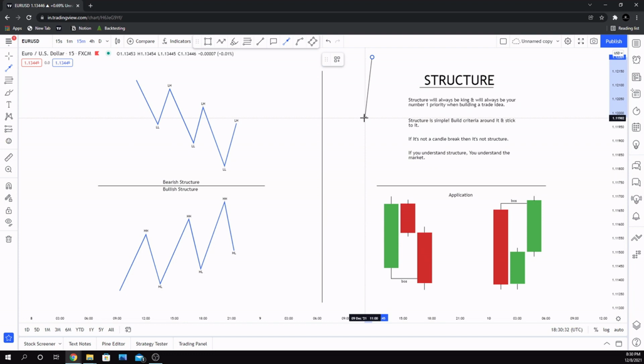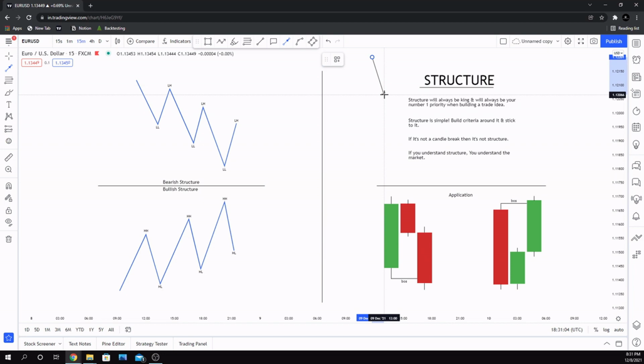So let's move on here. First things first, initially structure will always be king and will always be your number one priority when building a trade idea. Structure is the key to the market. When you understand structure, you understand the market. This is initially how we view it here at Raven Capital. Initially it is like this with any strategy. Should you understand structure, you should not be having a hard time even executing trades and just being on the right side in market in general.